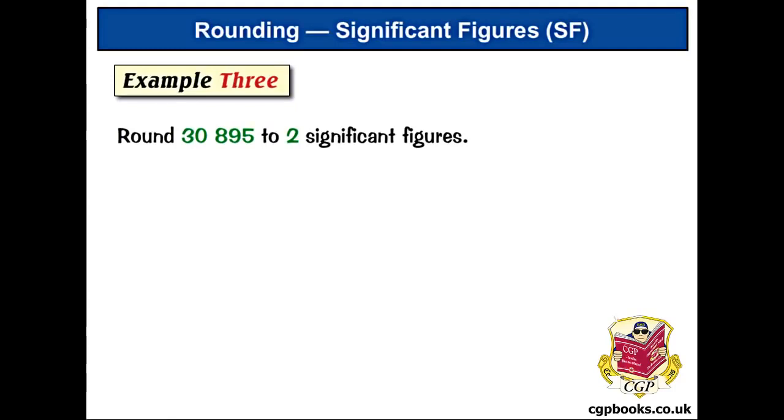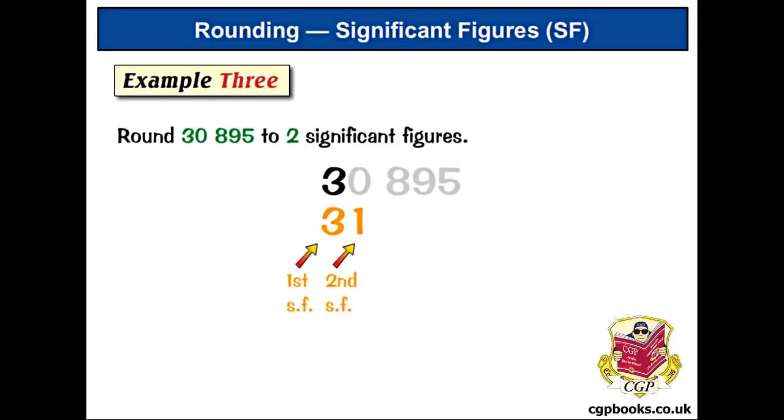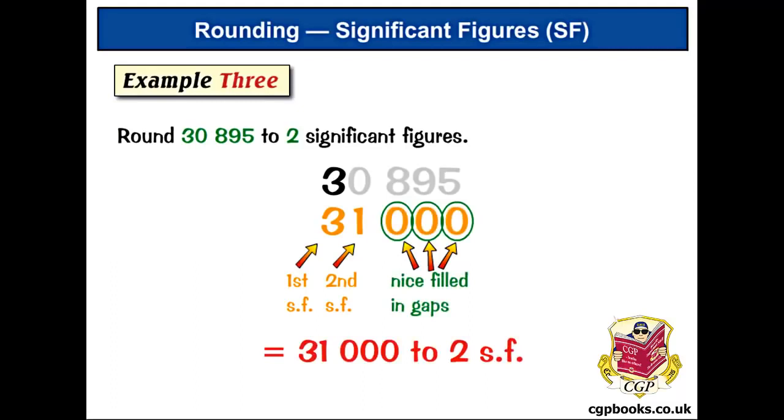Right, last one. Round 30,895 to 2 significant figures. Okay, so the first significant figure is 3, and the second is 0. And so 0 is the last digit. The decider is 8, and that's 5 or more, so we round 0 up to 1. So that's easy enough. And we can also put the 3 in to give us our 2 significant figures. There they are. But that's left us with 3 gaps before the decimal point. So time to apply our extra rule and fill them in with zeros. And that makes our answer 31,000.